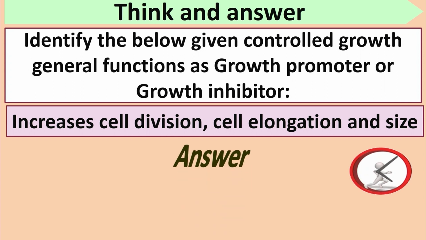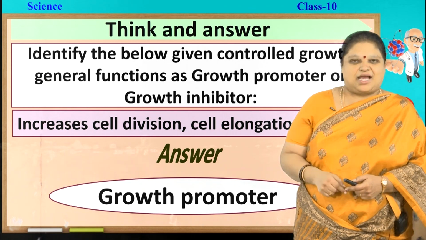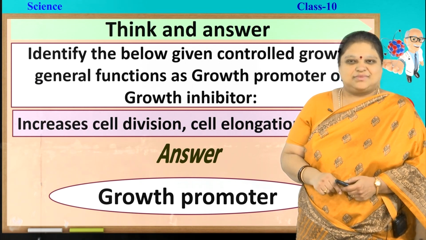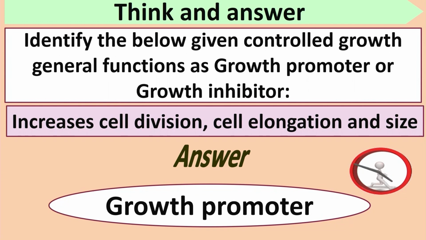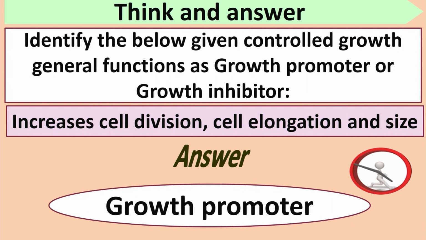Okay. The answer is, of course, it is a growth promoter. Now, I have another question for you on the same thing. It increases cell division, cell elongation and size. Which hormone will help you in cell elongation? Can you guess and tell me? Very good. It is gibberellins. Can you tell me which one will help in increasing cell division? Absolutely right. It is cytokinins. Very good. We will go to the next question.